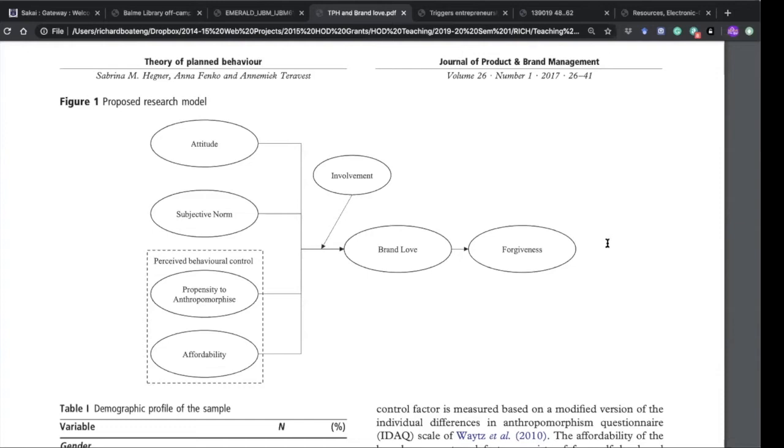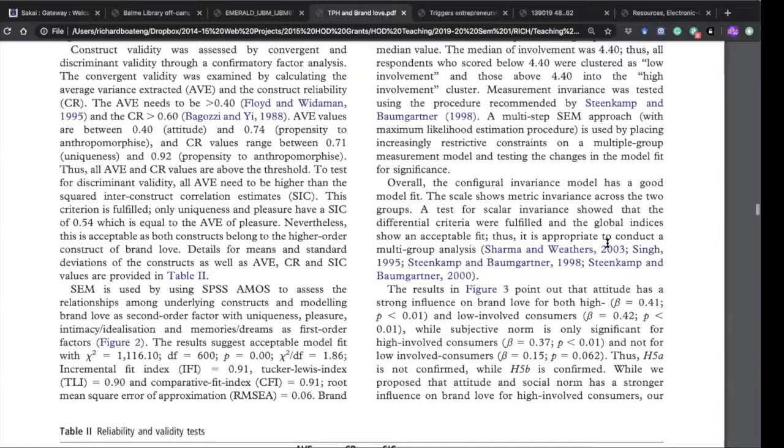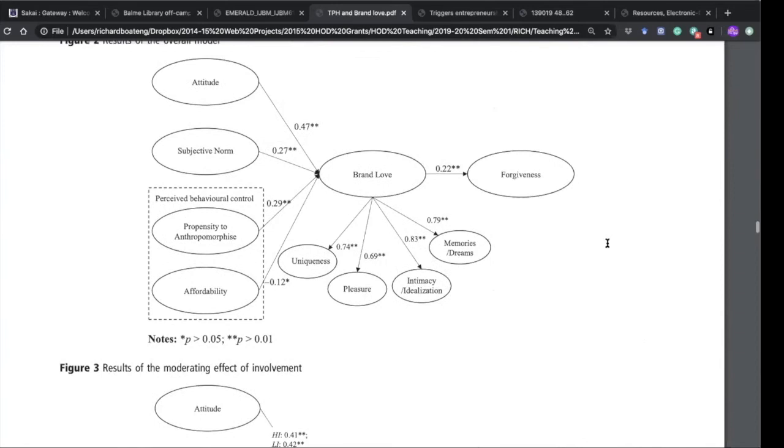So when we say a research framework is a guide, it is a guide before the work. After the work, you confirm your post-study framework: what is the outcome? So let's see. Look at some of the things that came out of the study, the results of the overall model. Now look at what is breaking.